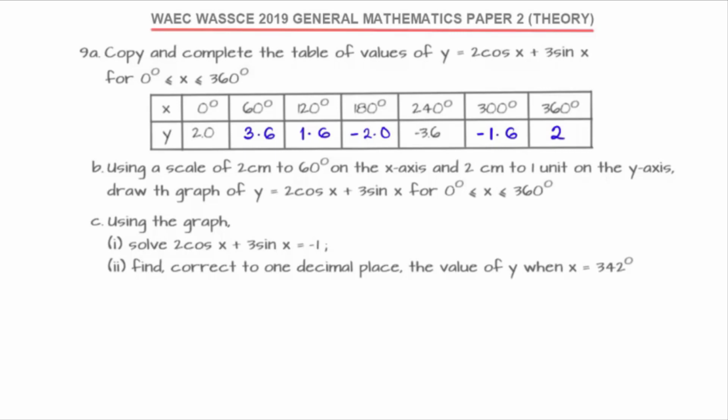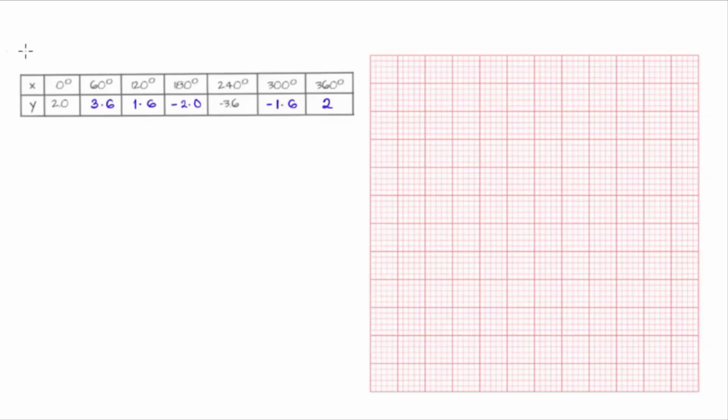So we are to use this table to now plot our graph. But on the graph, we are to use 2 centimeters to 60 degrees on the x-axis and 2 centimeters to 1 unit on the y-axis. So no problem. They've given us the scale. We don't have any problem with that. So here, already we generated our table. This is the table of values for the equation y is equal to 2 cos x plus 3 sin x. That's what we generated previously.